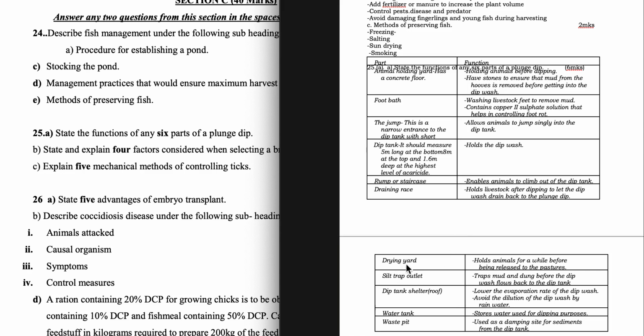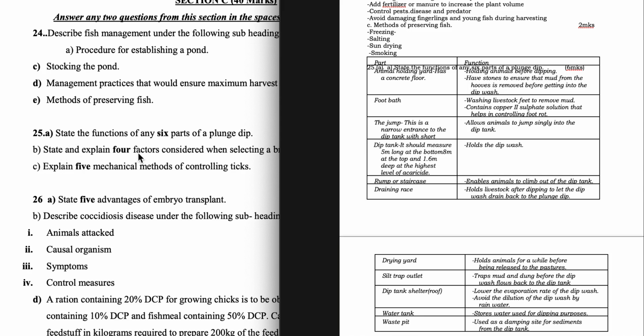We also have a drying yard, which holds animals for a while before being released to the pastures. Silt trap outlet traps mud and dung before the dip wash flows back to the dip tank. Dip tank shelter or roof lowers the evaporation rate of the dip wash, or you can just say avoids the dilution of the dip wash by rainwater. Water tank stores water used for dipping purposes. Waste pit is used as a dumping site for the sediments from the dip tank.